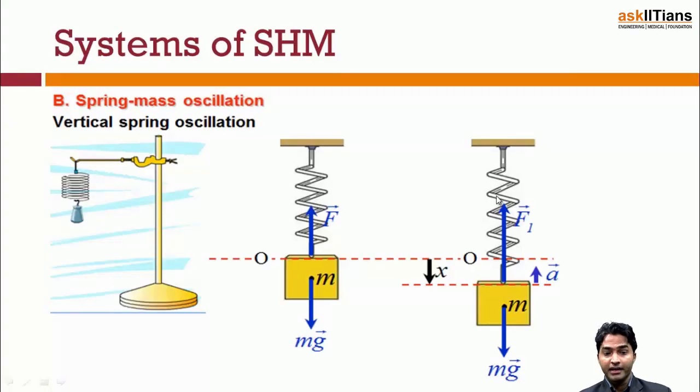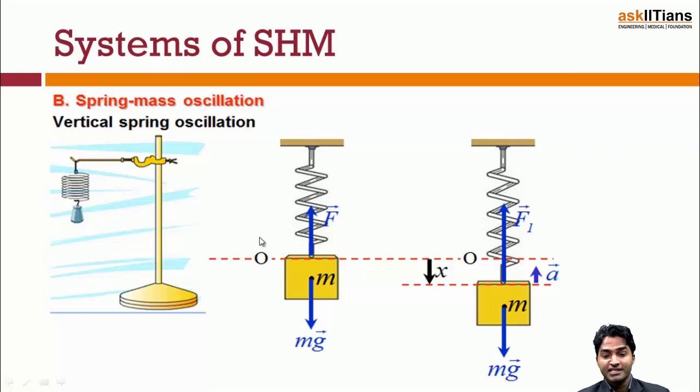So let's begin with the topic system of SHM, and the special case we will discuss here is spring mass oscillation. When any mass is connected with a spring and that spring executes simple harmonic motion, the orientation can be horizontal or vertical. This time we are talking about a vertical case, a spring of constant K that is connected with a block of mass M.